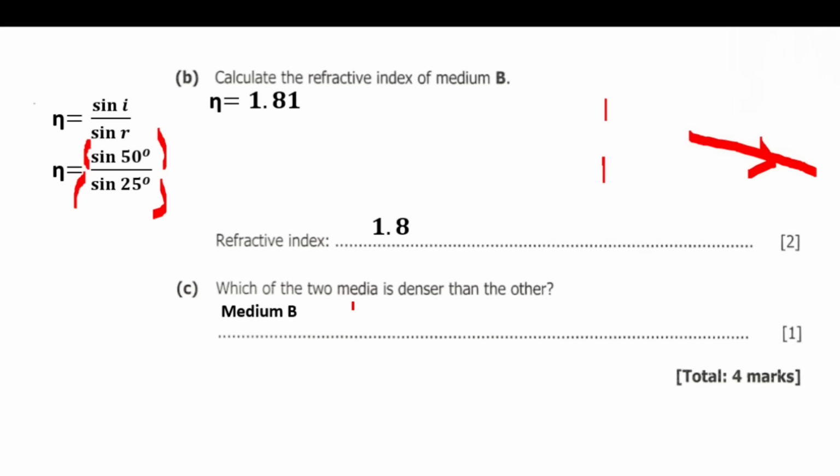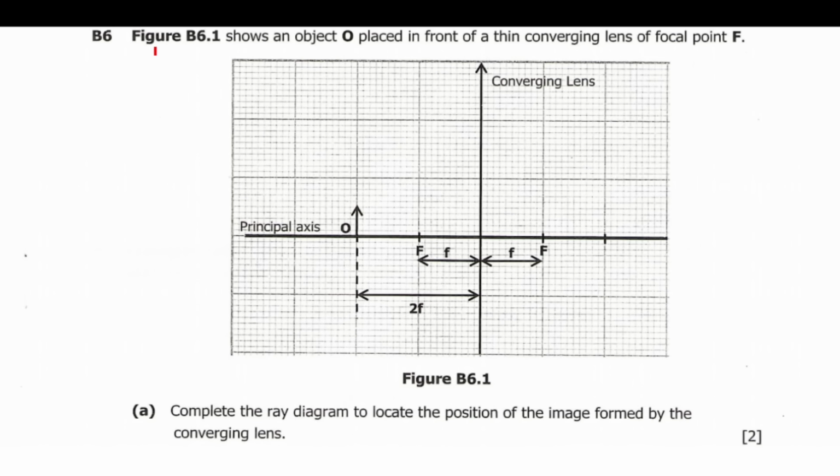Then let's go to another question, B6. B6 reads, figure B6.1 shows an object O placed in front of a thin converging lens of focal point F. So this is a thin converging lens represented by this line with an arrow. Then we have this also arrow here representing an object. And then we have this line passing through the center of the lens called the principal axis. Then we have this F here, the distance from the center of the lens to this F. It is called the focal point or focal length, which is the same here because it's the same on the opposite sides.